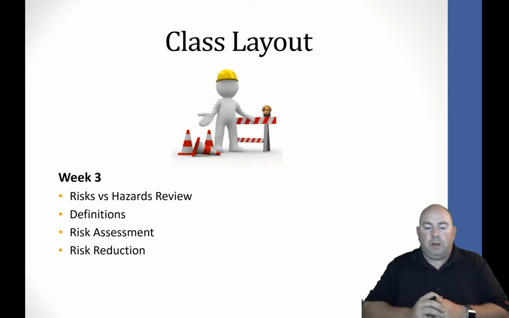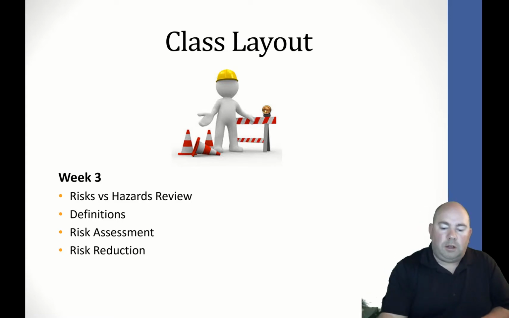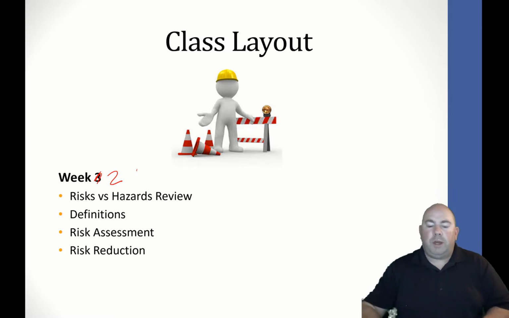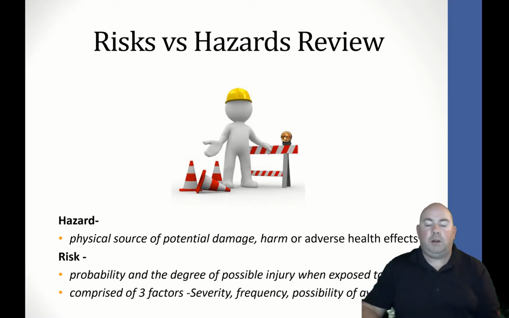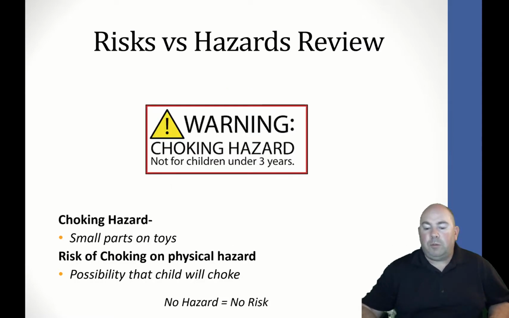We're going to do a little bit, oops, sorry, that should say week 2. We're going to do a little bit of review from last week, go through some definitions, and then get into assessment and reduction. So a hazard is a physical source of potential damage, harm, or adverse health effects. And risk is the probability and degree of possible injury when exposed to that hazard, comprised of 3 factors: severity, frequency, and possibility of avoidance.